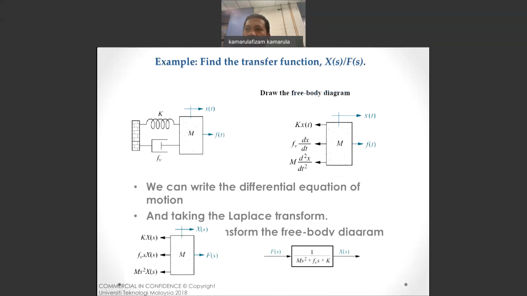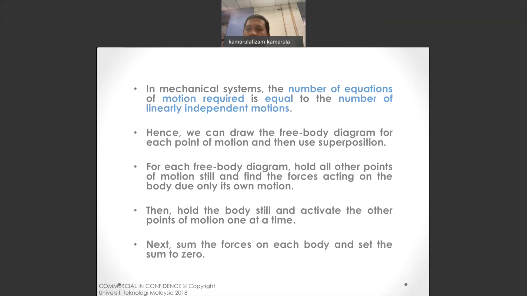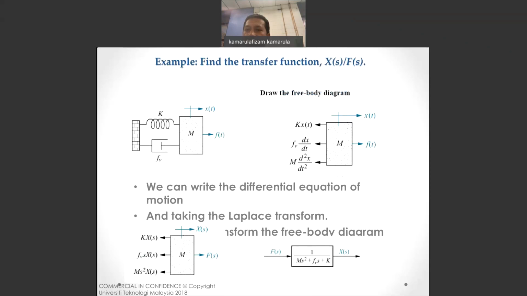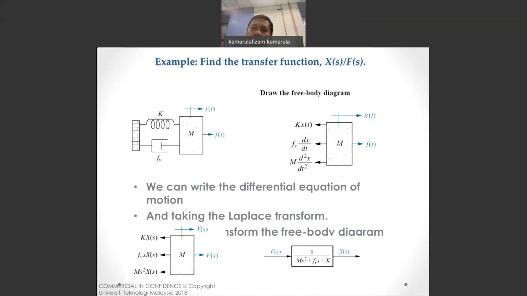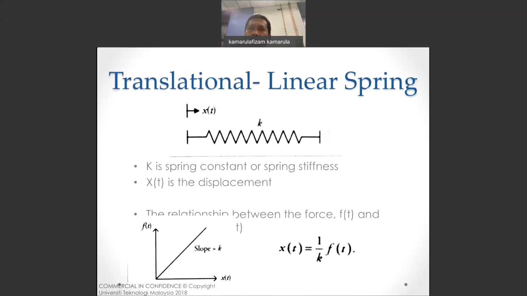So this is X(s) over F(s). So you have to find the X(s) function in terms of F(s). So X(s) is basically the displacement, F(s) is the force. So if you look at this table, you have to go for force displacement, column number 3. So these are the terms that you have to pick up, not the force velocity. Unless you are working with the force velocity, then maybe that's the right one to do.